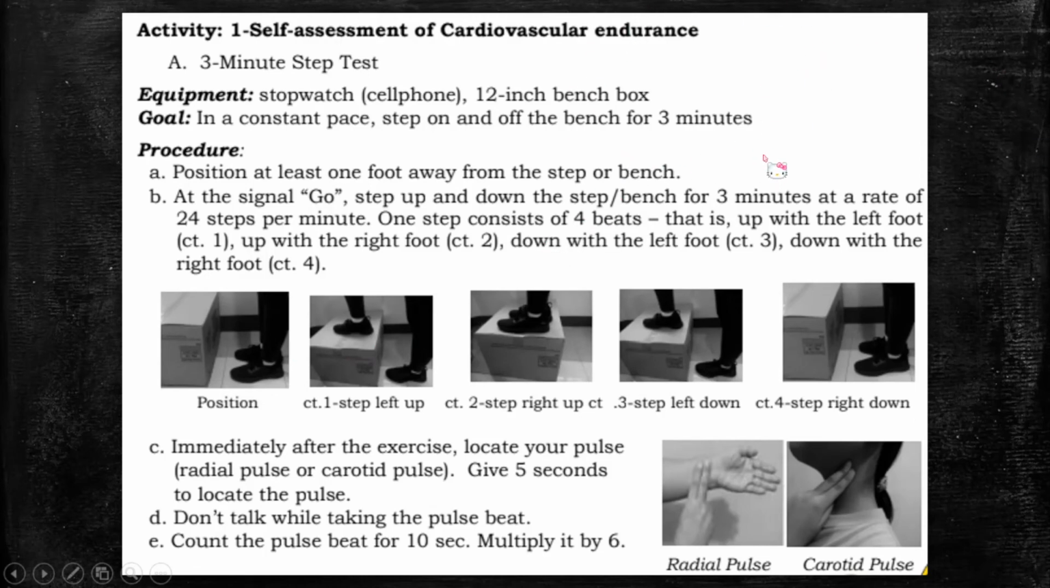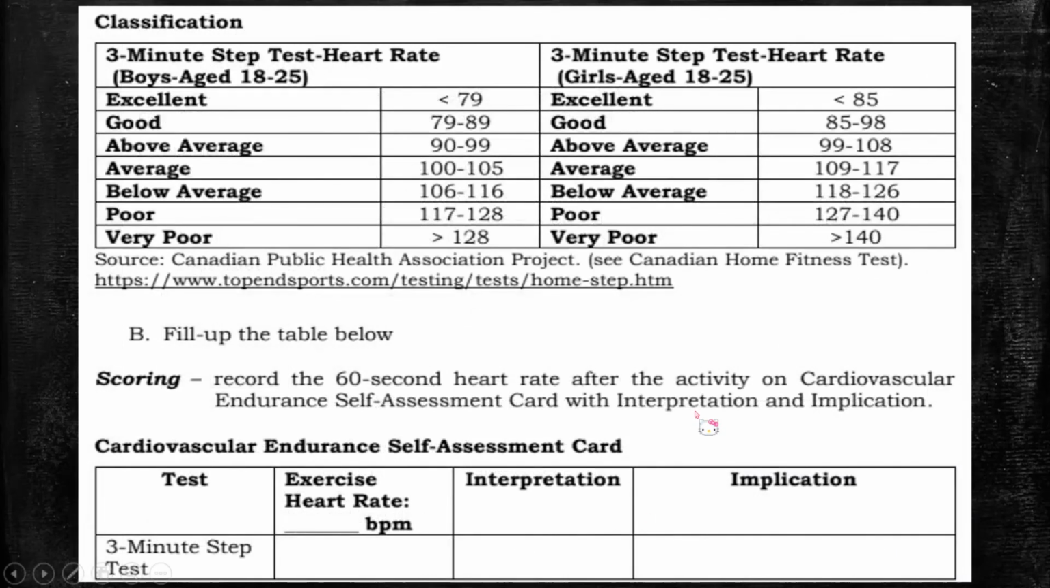Then after that, ayan, immediately after the exercise, locate your pulse. Give 5 seconds to locate the pulse. Don't talk while taking the pulse beat. Count the pulse beat for 10 seconds and then multiply it by 6. Okay. So, ito po yung interpretation niya dun sa ginawa niyo. Okay? And then after that, in activity 1, letter B, fill up the table below. Ayan. Yung ginawa niyo po, and then your heart rate, the interpretation, and then the implication.